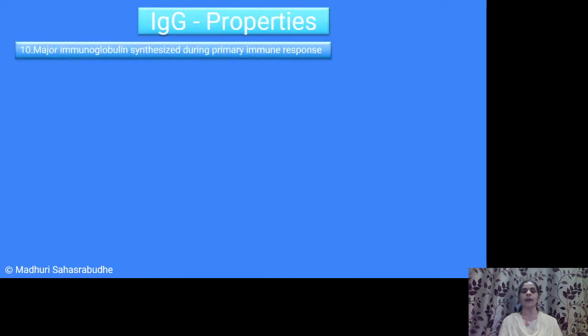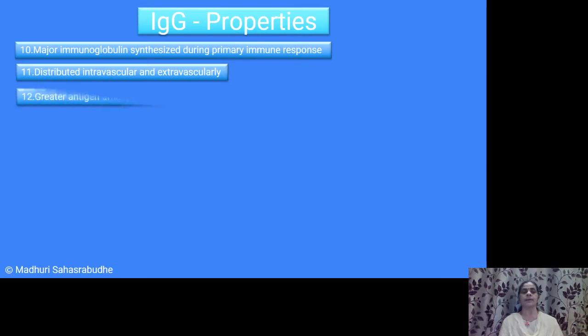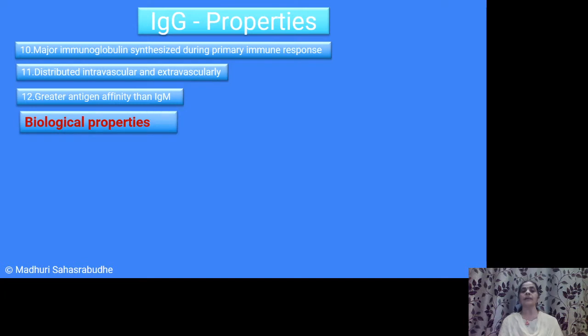Moving to the other properties of IgG, it is a major immunoglobulin synthesized during the primary immune response. It is distributed intravascularly and extravascularly. What do you mean by intravascular and extravascular? Within the vessels and outside the vessels. Intra is within the vessels and extra is outside the vessels. It has greater antigen affinity than IgM. These are the physical properties.